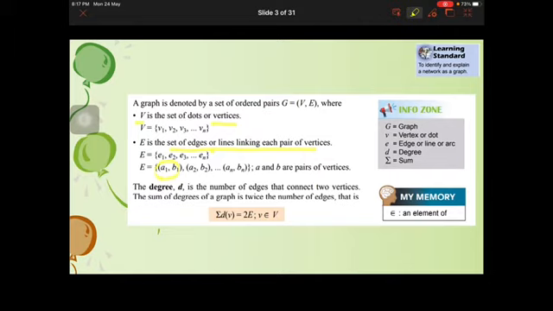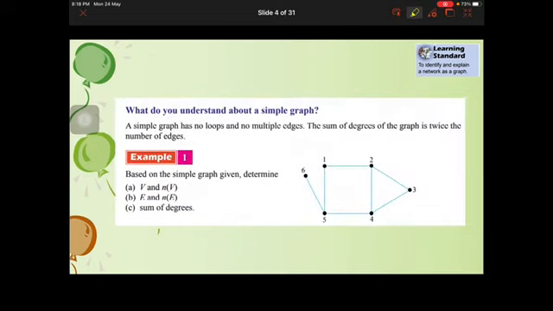A and B are pairs of vertices, and this degree is the number of edges that connect two vertices. The sum of degrees will be twice the number of edges. So this is the formula: the total sum of degree is twice the number of edges. So what is degree again? Degree is the number of edges that connect two vertices. Now let's look at an example to help you understand more.